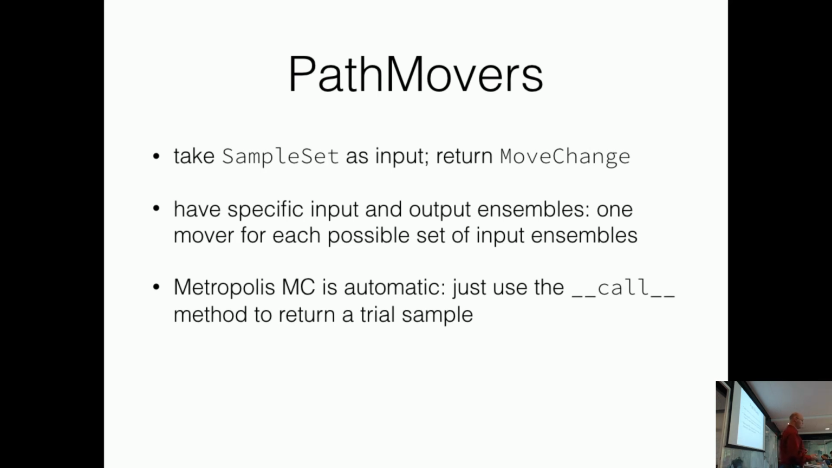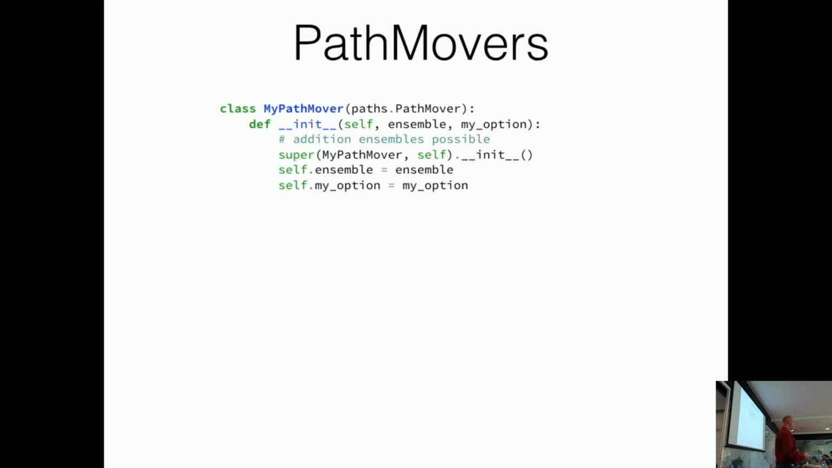And when you do this, Metropolis Monte Carlo is already built in. All you have to do is return a trial sample and, I believe, any details about the process using the call method. So here's an example. You create a path mover. It takes an ensemble as input, the ensemble that it works on. This is an important thing: each path mover is assigned to a specific ensemble. So a shooting mover is for a specific ensemble that it's shooting in. A replica exchange is for a specific pair of ensembles that you do a replica exchange between. And then you can have any other options that might come with it that detail how the move works.